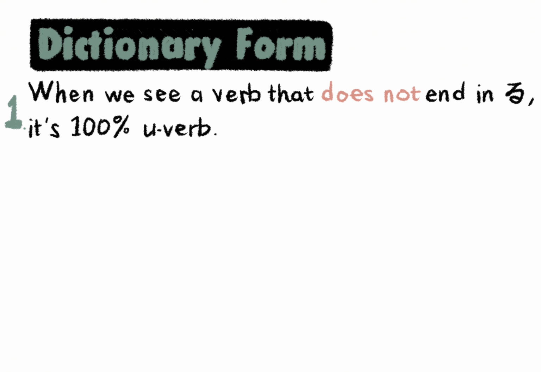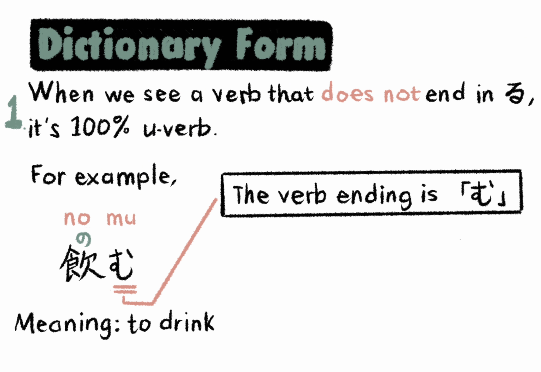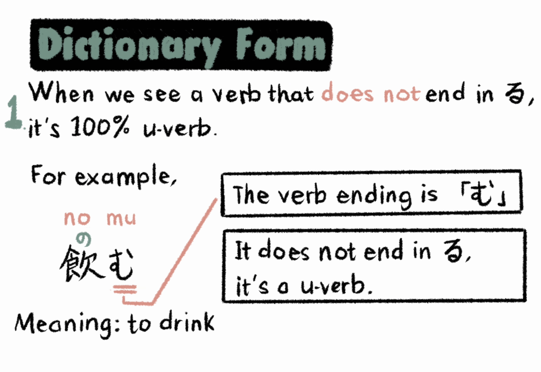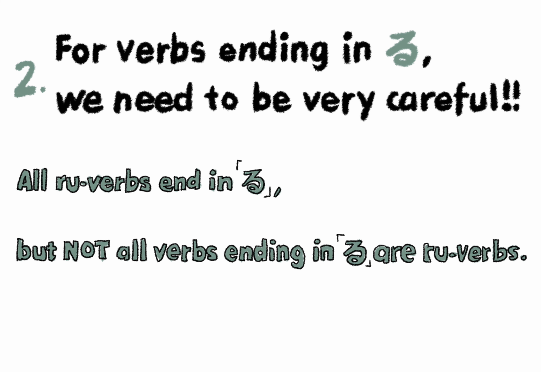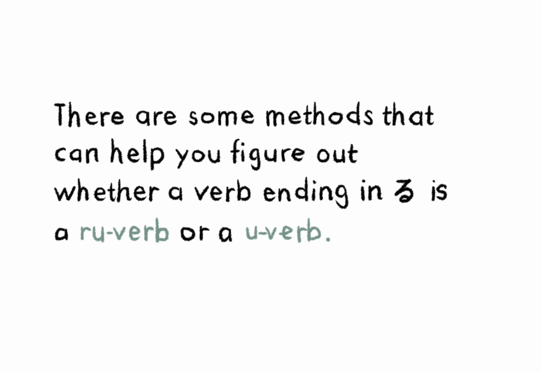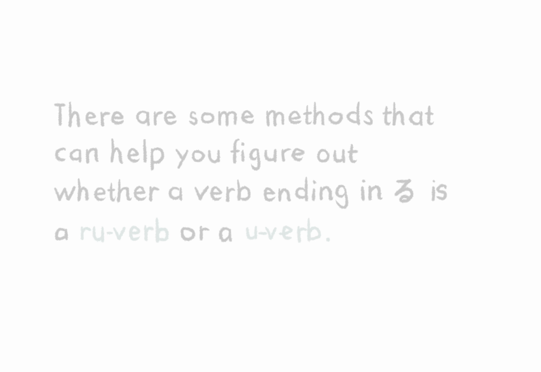When we see a verb that does not end in ru, it's 100% u verb. For example, nomu. The verb ending is mu. It does not end in ru. It's an u verb. However, for verbs ending in ru, we need to be very careful. All ru verbs end in ru, but not all verbs ending in ru are ru verbs. This might sound a little bit confusing, but don't worry. I will explain it step by step and teach you some ways to help you figure out whether a verb ending in ru is a ru verb or an u verb.